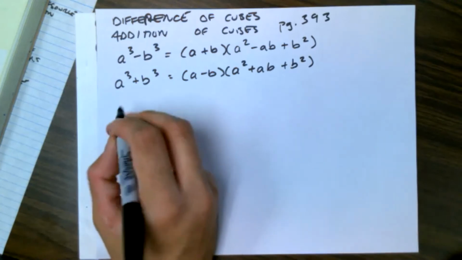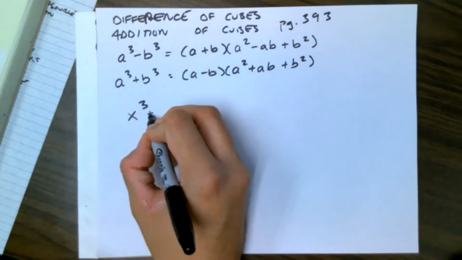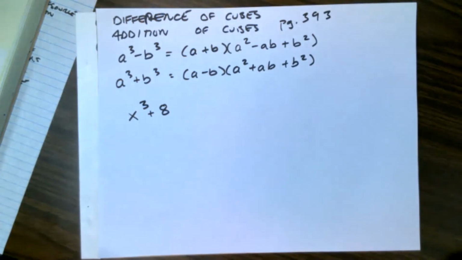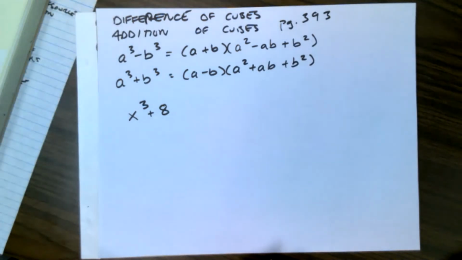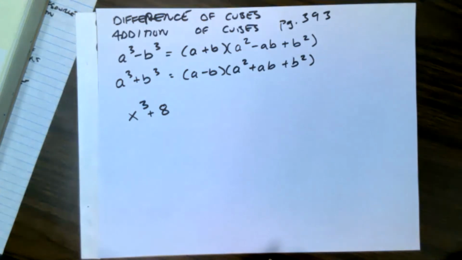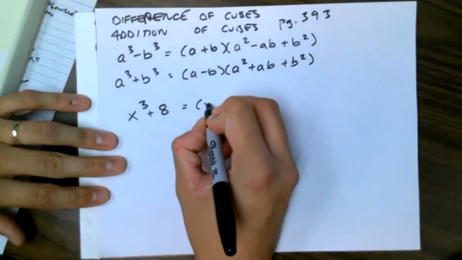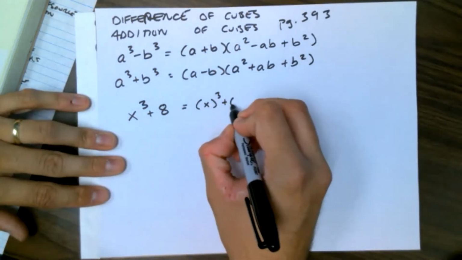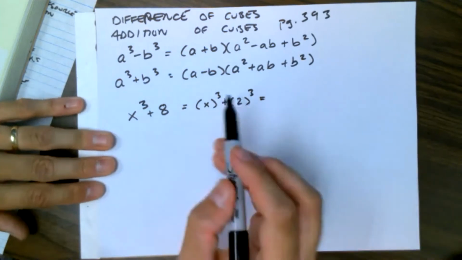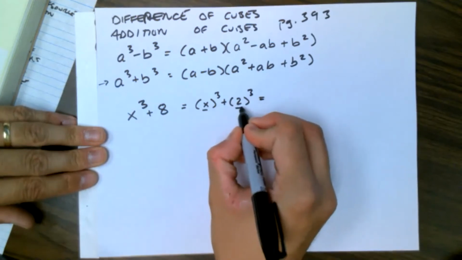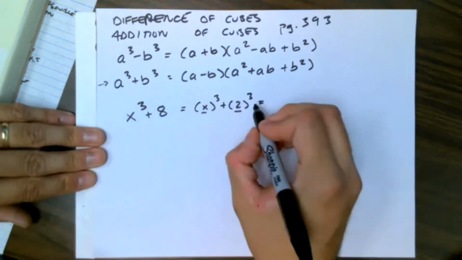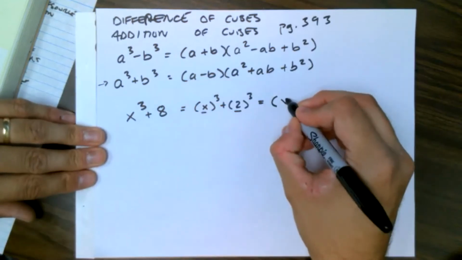So if we look at something like x cubed plus 8, the first thing we have to realize is that we've got cubes going on. Remember, it's things that are multiplied 3 times to get the number. So 8 would be 2 times 2 times 2, right? So this is actually x cubed plus 2 cubed. We're going to use this rule, and we have addition, and we have our a and our b here. So if I wanted to factor this, I would factor into a plus b, so it's going to be x plus 2.